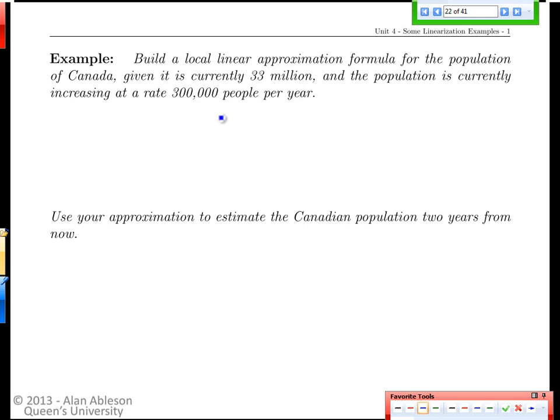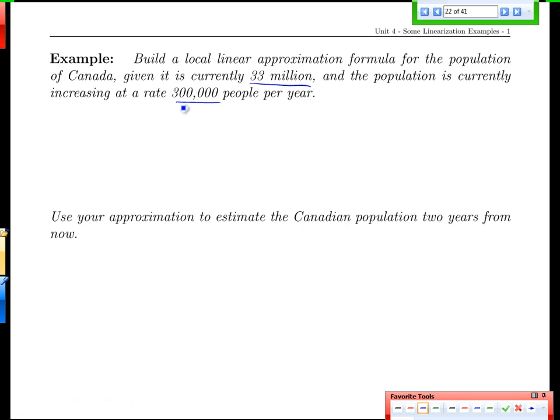Continuing our study of local linear approximations, or using tangent lines to approximate functions, a very common application is to do limited time forecasting. For example, if we look at the population of Canada, which is around 33 million, and we find out that it's growing through immigration and childbirth at a rate of 300,000 people per year, well, that gives us enough information to generate some kind of prediction.